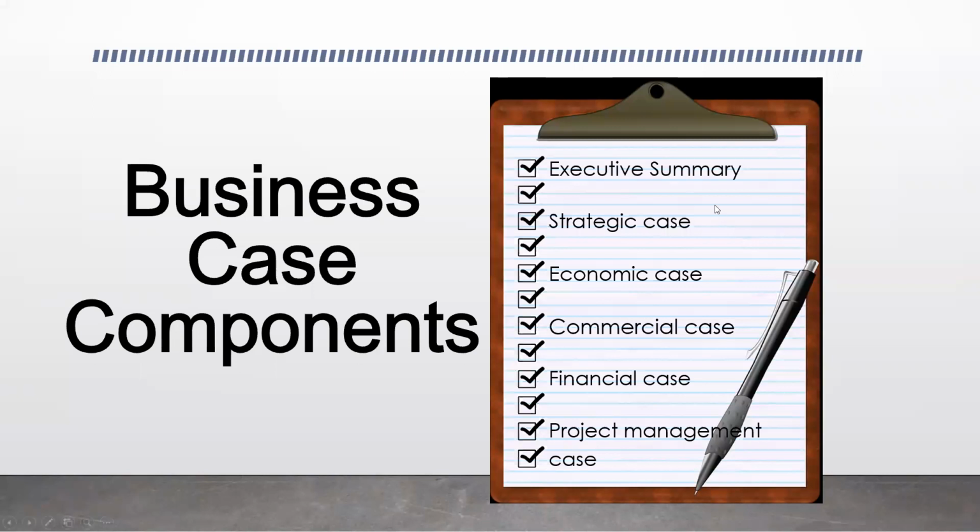So you can see here, in a business case, generally, you would have an executive summary, which is just a summary of every other detail that you've been trying to explain within the document. And that's your executive summary. It generally tends to be a page or less, maybe half a page.